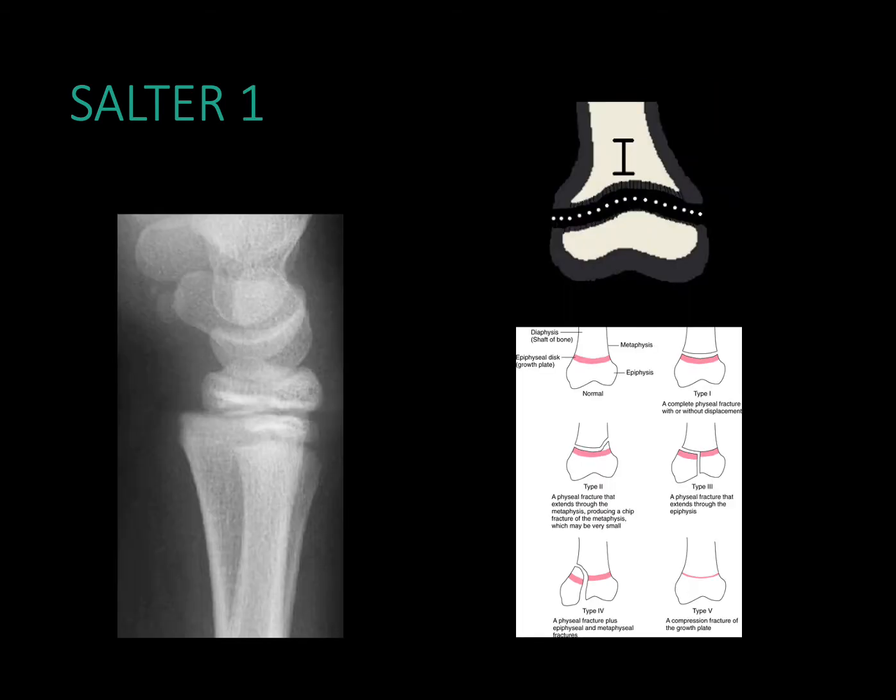So a Salter 1 classification is just separation through the growth plate. So it's across a growth plate here. So if you see a fracture through these growth plates here, they are not as devastating as others. As long as you can get the growth plate realigned, you should have a decent chance of resuming normal growth of the bone.